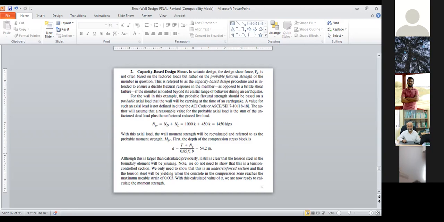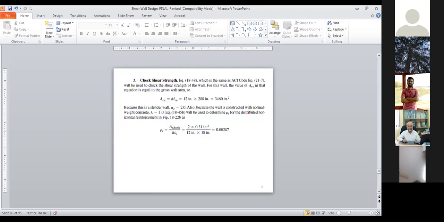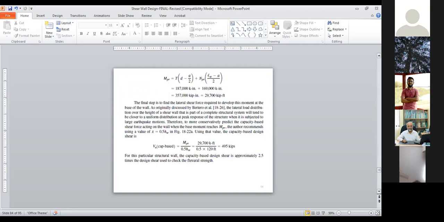sometimes capacity based design shear, particularly for the cases with special moment resisting frame system, and also intermediate moment resisting frame system.